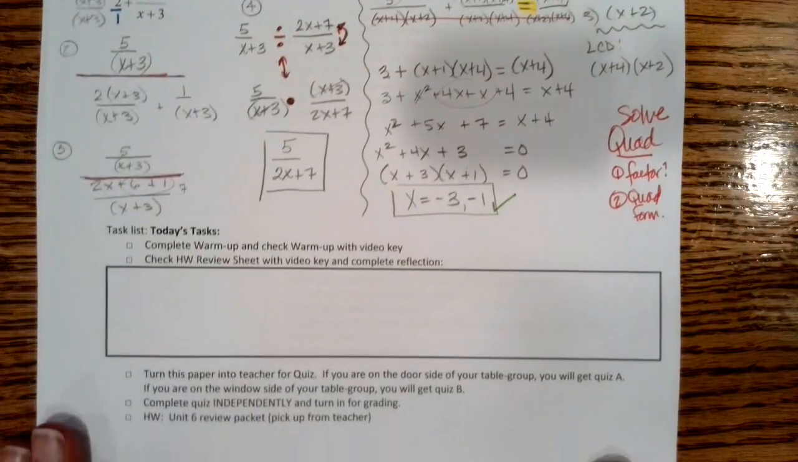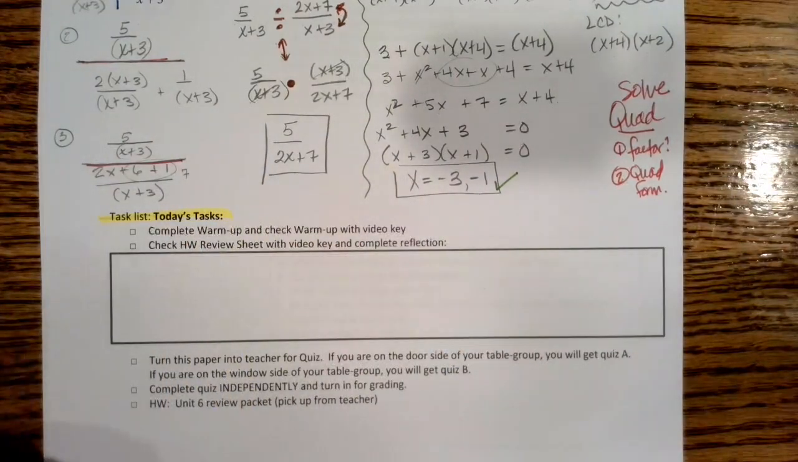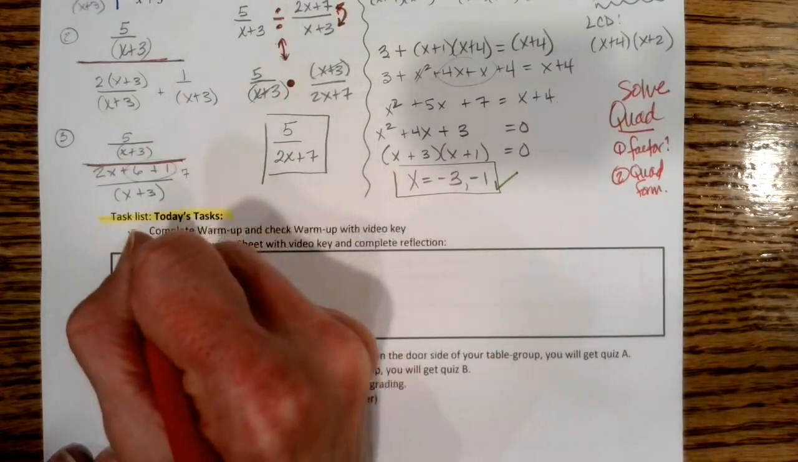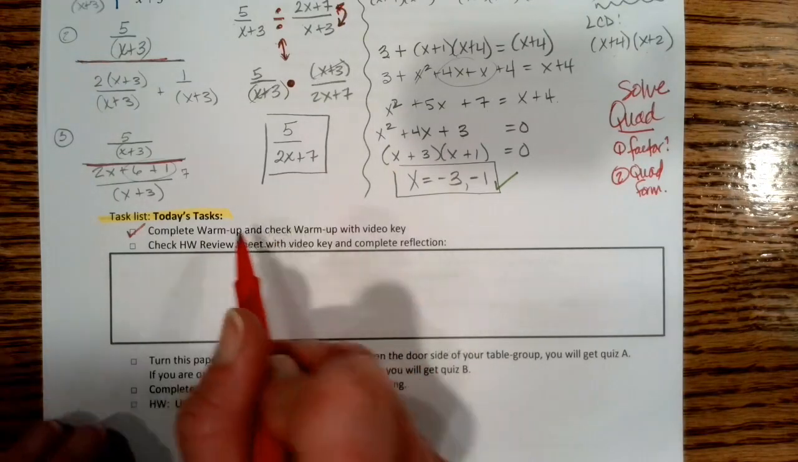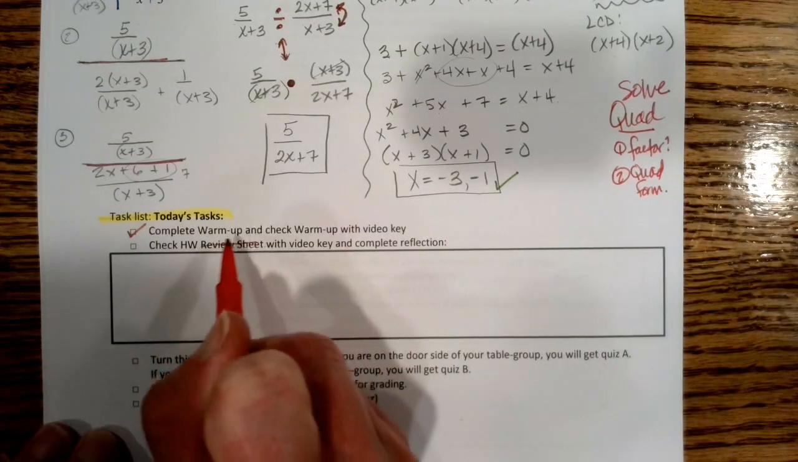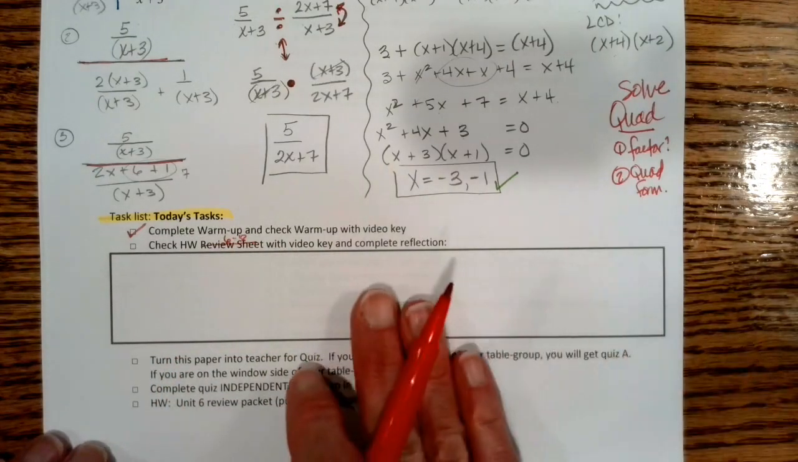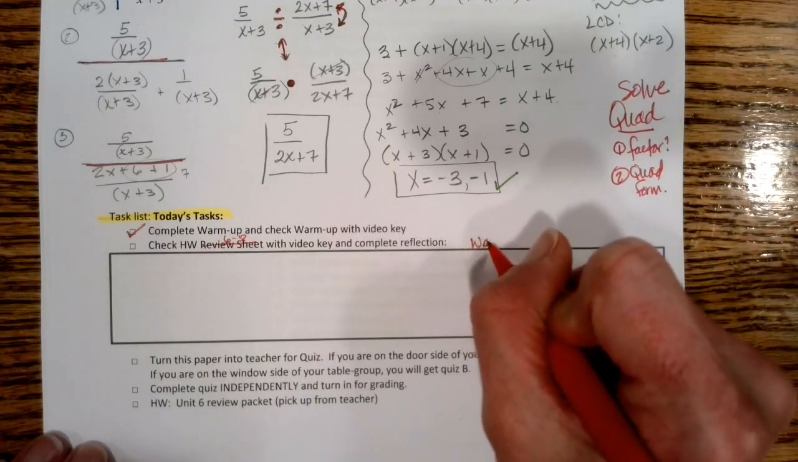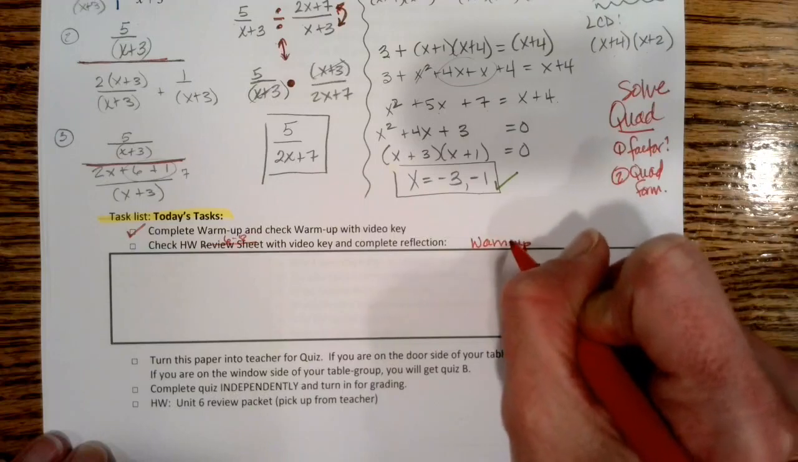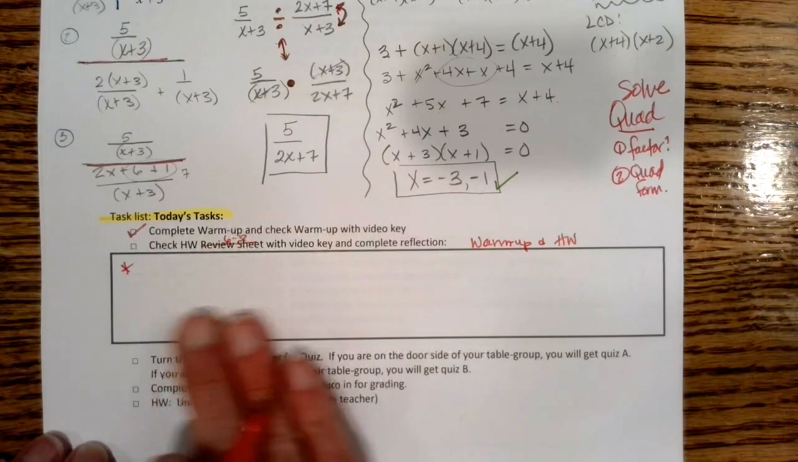All right, here's today's task list. The first thing that you're going to do is complete this warm-up and check the warm-up with a video key. You're going to check your homework. It's not the review sheet, it's the homework 6-8. And you're going to complete the reflection. So this reflection is for the warm-up and the homework. I want you to make some notes about things you need to remember.